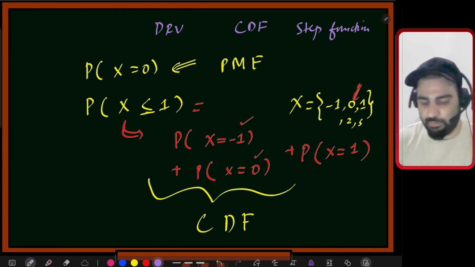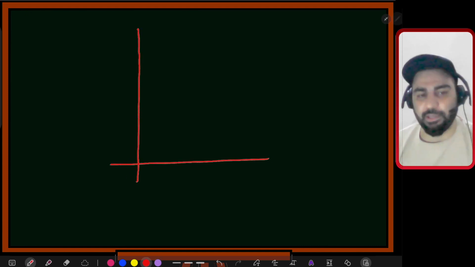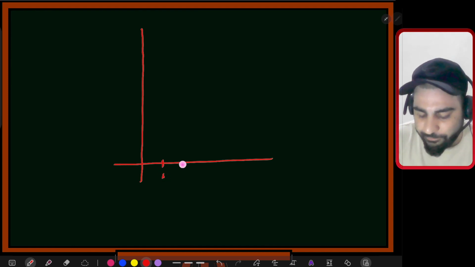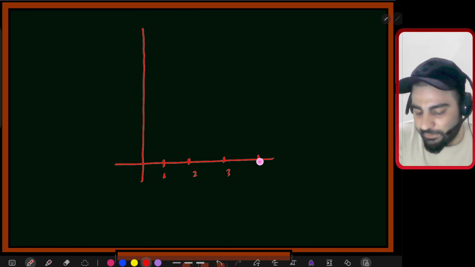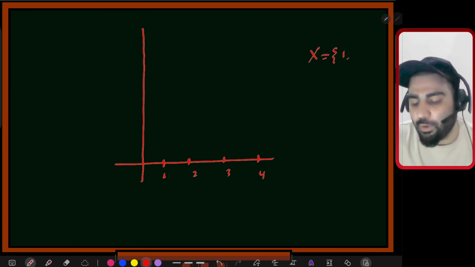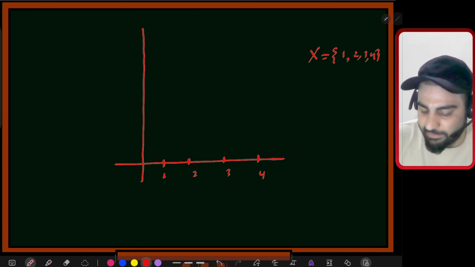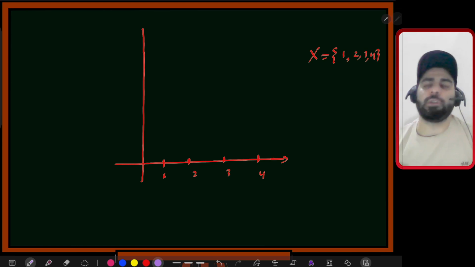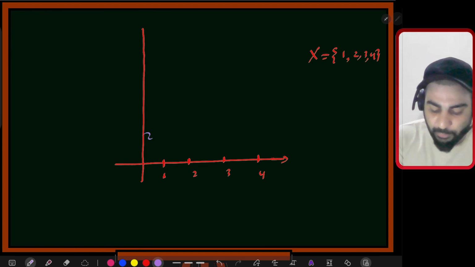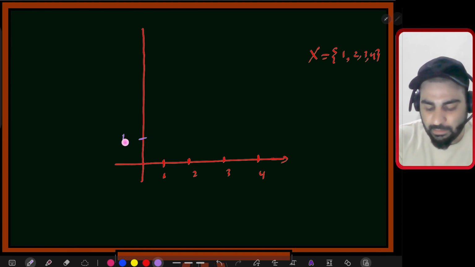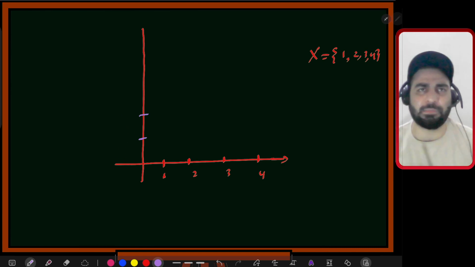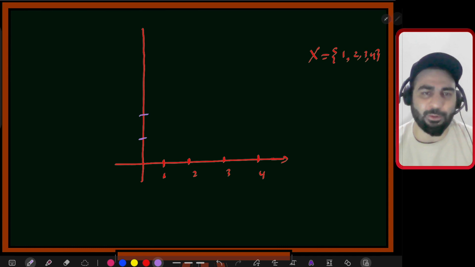We'll make a graph like this. Let's suppose our random variable x takes values 1, 2, 3, 4. These are the values that our random variable may take. So this is my axis. Now how do I compute probability? Let's suppose here we have probabilities, some 1 by 4, 3 by 4, something like that. I won't write the exact values because these values should basically sum up to 1, so I have to think carefully about the probabilities.